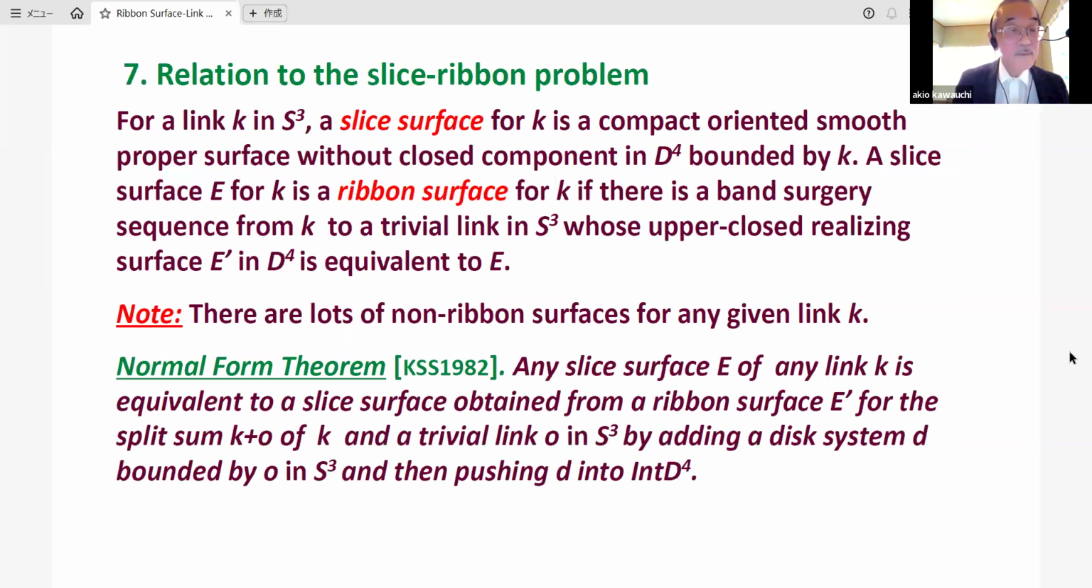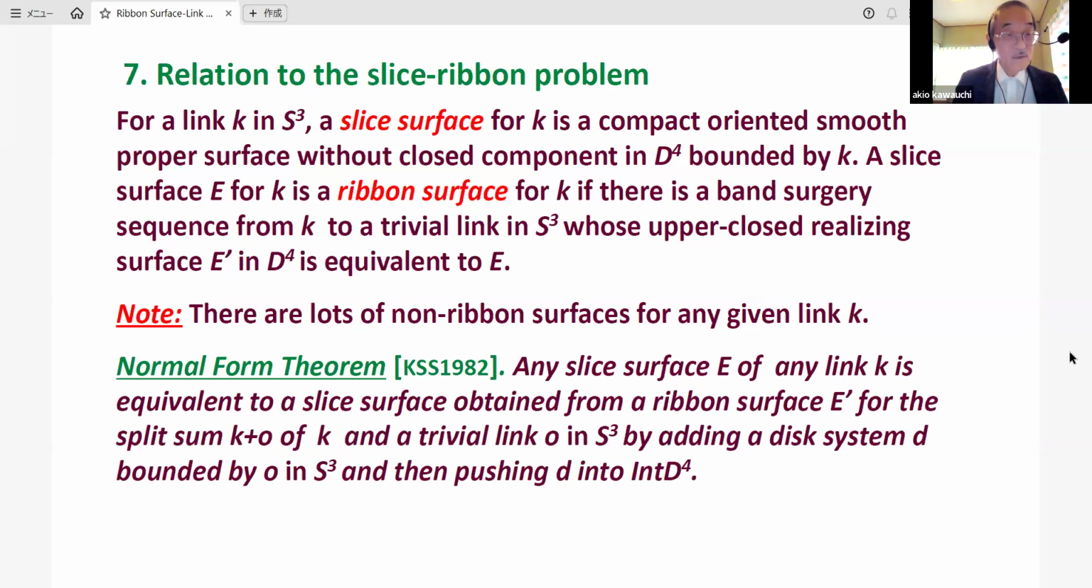Next, for a link K in S3, a slice surface for K is a compact oriented smooth proper surface without a closed component in D4, bounded by K. A slice surface E for K is a ribbon surface for K if there is a bound surgery sequence from K to a trivial link in S3, whose upper closed realizing surface E' in D4 is equivalent to E. Note that there are lots of non-ribbon surfaces for any given link K.